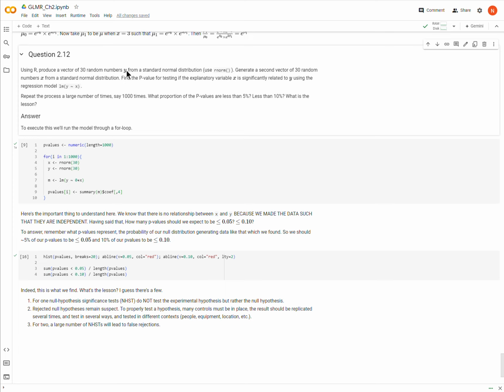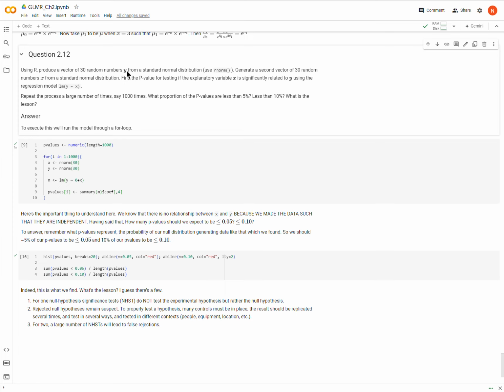At the end of that, we'll have 1,000 different p-values, each coming from a linear regression of y onto x, where y and x are created independently from one another. So y is not defined in terms of x, and x is not defined in terms of y. We're going to look at what proportion of these p-values are less than 5%, and what proportion are less than 10%. Let's do that, and then we'll talk a little bit more about it.